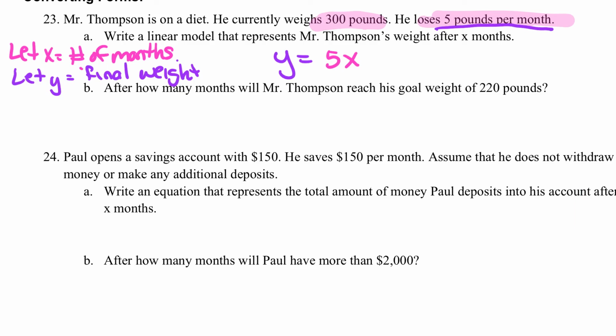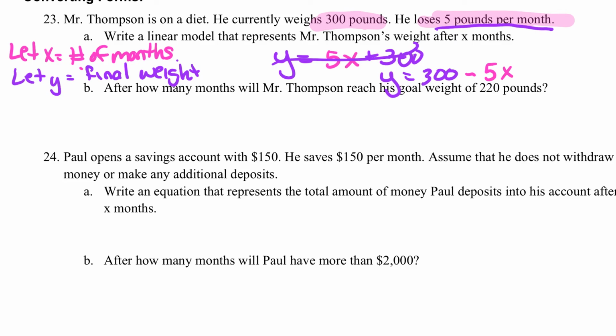And then I'm going to also add in his starting, actually, we're not going to add in his starting weight because he's losing it. So if we wrote it like this, it would mean that he was gaining 5 pounds a month, which isn't true. So we have to go back to the drawing board. We're going to write y is equal to 300. And since he's losing 5 pounds a month, we're going to subtract that 5 pounds a month.